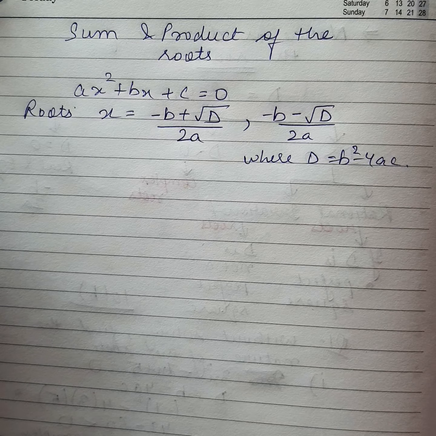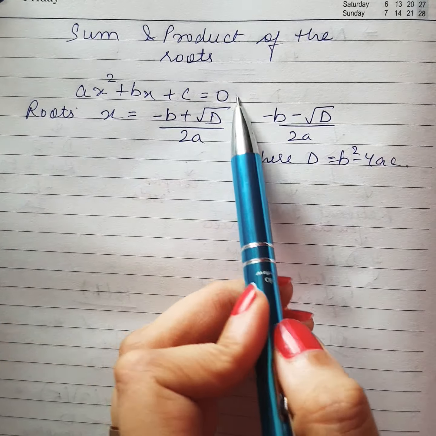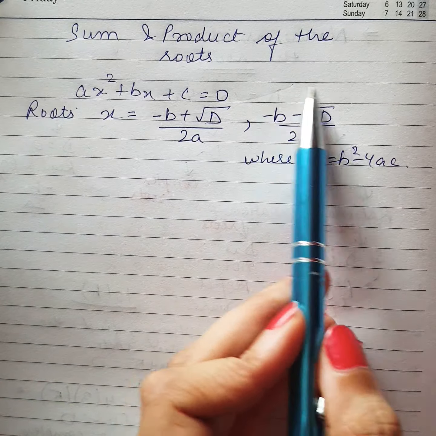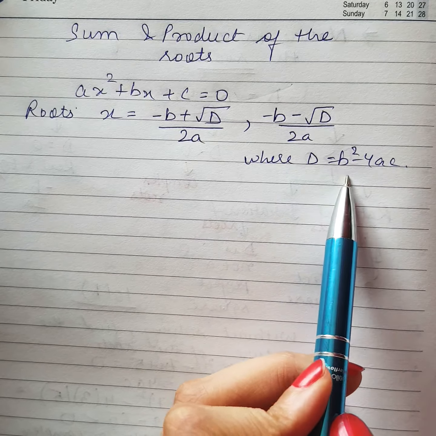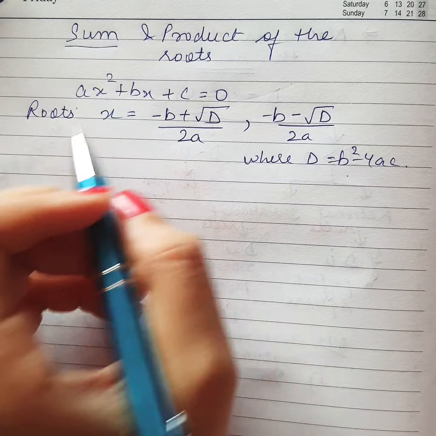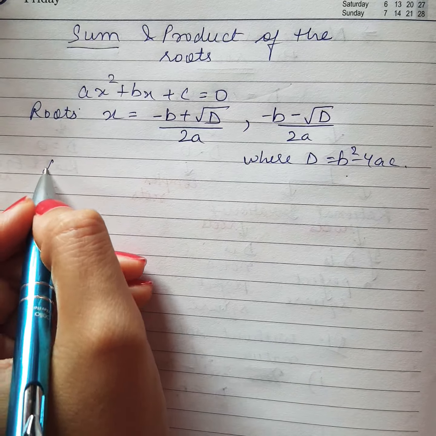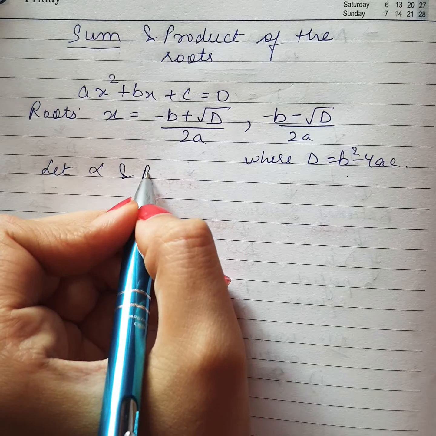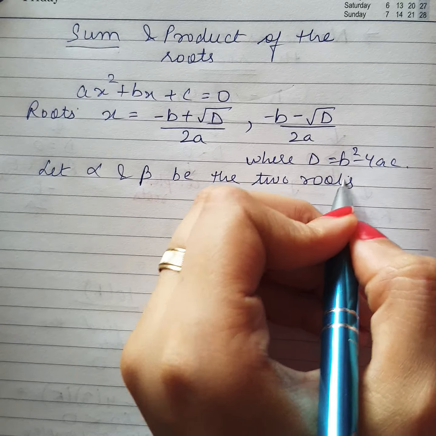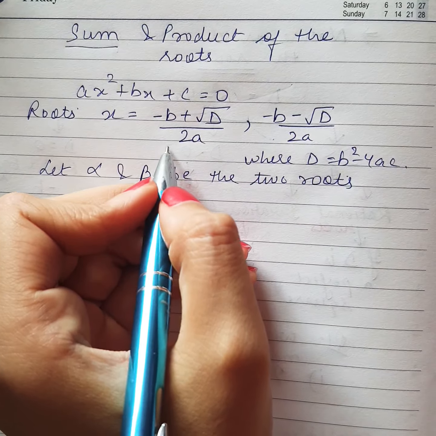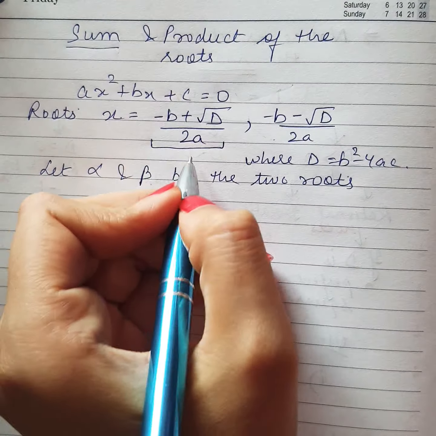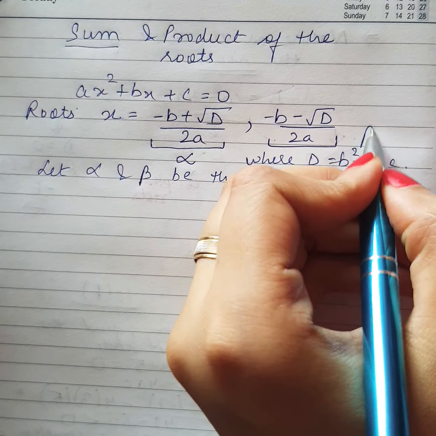The next topic is the sum and product of the roots. So there is a quadratic equation ax square plus bx plus c, and the roots are minus b plus root d upon 2a, and the same with minus, where D is the discriminant, which is equal to b square minus 4ac. Now let us find the sum of the roots. So let us name the roots. Let alpha and beta be the two roots. That means the first one is named alpha, the second one beta. Or you can name them x1, x2. It is completely your wish. So I am naming this alpha and this one beta.